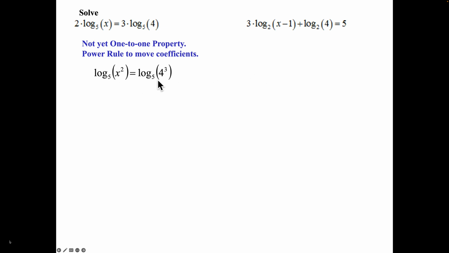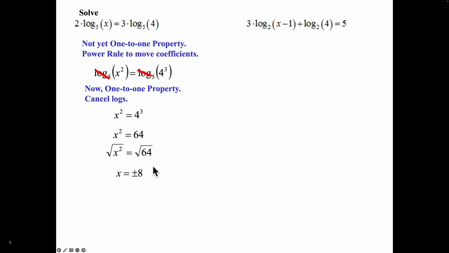So I change it. Now this is a one-to-one property for logs. I can cancel those. X squared is now equal to 4 to the 3rd, which is 64. I take the square root of both sides. I get a positive or negative 8.